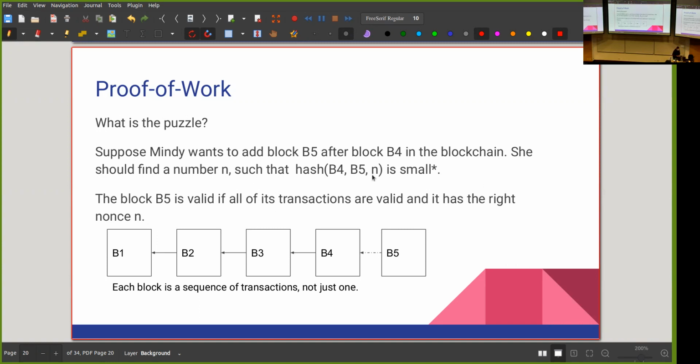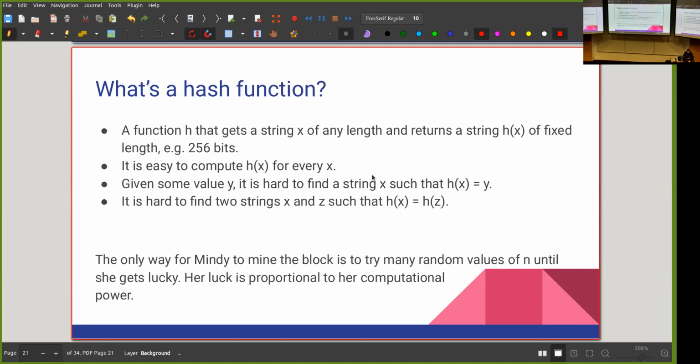Now, what is a hash function? Well, I can just give you a super easy definition of this one as well. A hash function in cryptography is basically a function that gets any string, any sequence of zeros and ones, let's say, of any length as its input, and then it returns another string, which is the hash of the original one. And the output always has some fixed length. So let's say my output is always 256 bits.